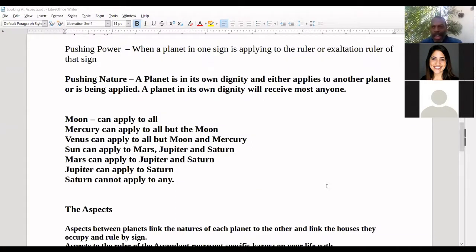So that's what we're looking at here, who can do what to whom. In order for there to be an application, now that I can feel people have come to a little more understanding, or I've made it a little easier to understand, can you look at your chart and find the applying aspects? Looking at this. Can you find the applying aspects here?